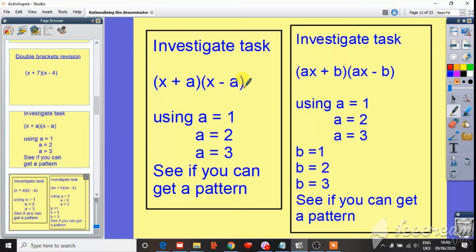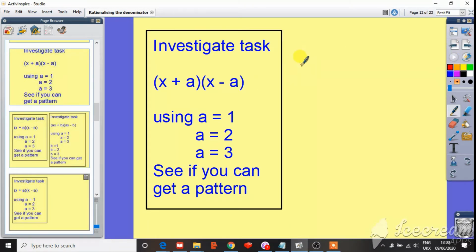And when you notice a pattern, hopefully if I said x plus 10 and x minus 10, straight away you should be able to give me an answer. If you want a harder version, ax plus b and ax minus b, which is on your right here, I want you to substitute in a is 1, a is 2, a is 3, and then b is 1, b is 2, and b is 3. Expand it, see if you notice a pattern. And it's a very important pattern, this is maths. Pause the video.